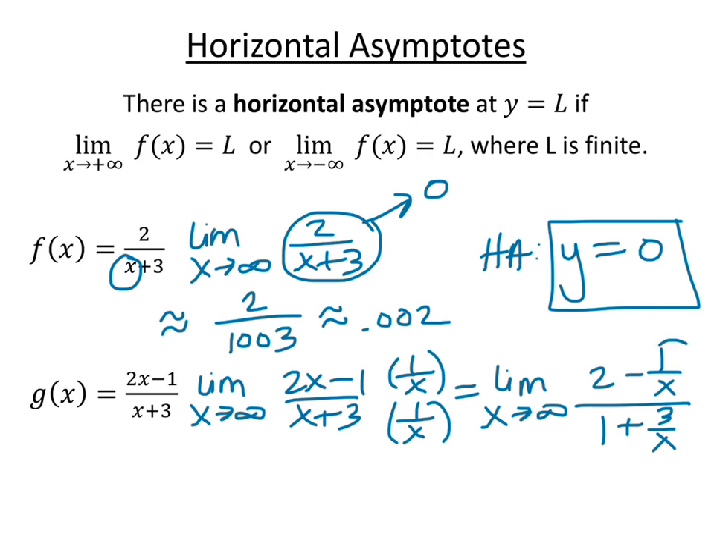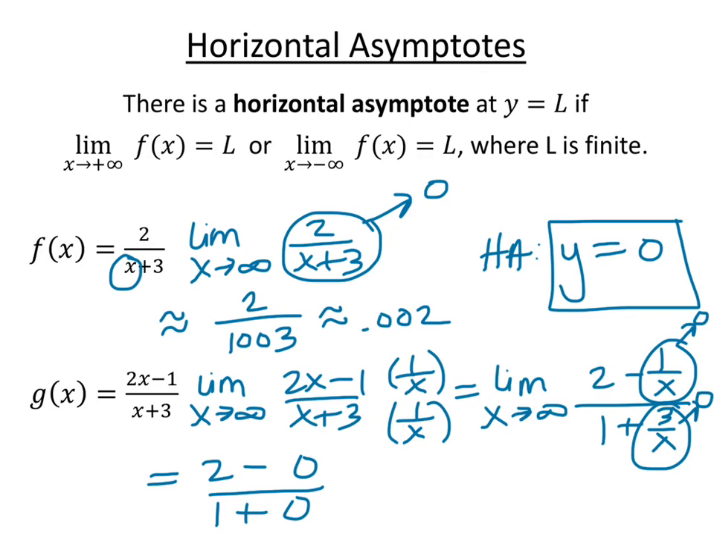Now the 1 over x as x goes to infinity is approaching 0. The 3 over x as x goes to infinity is also approaching 0. This limit for g of x is becoming 2 minus a number getting closer to 0, all over 1 plus a number getting closer to 0, which equals 2. This means the horizontal asymptote for g of x is y equals 2.